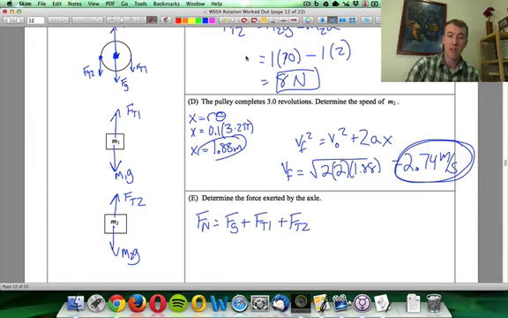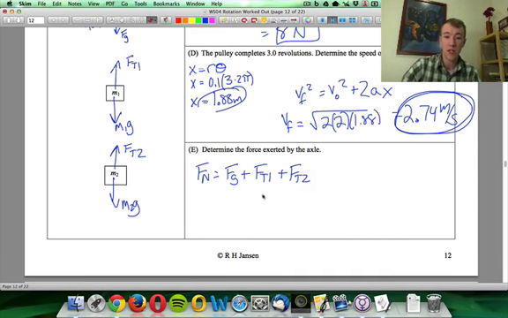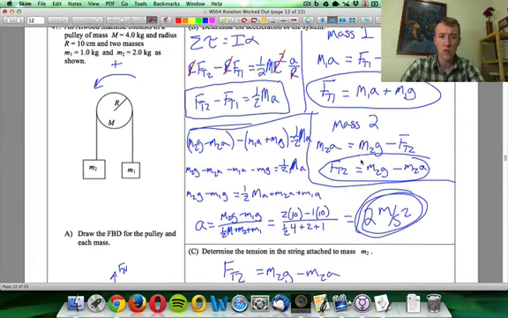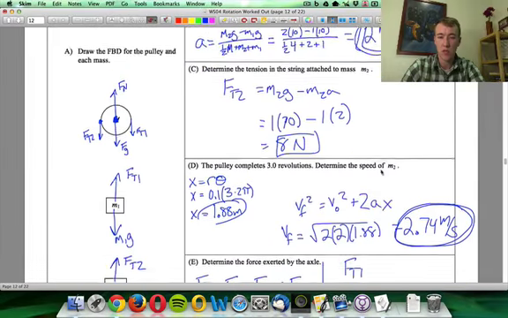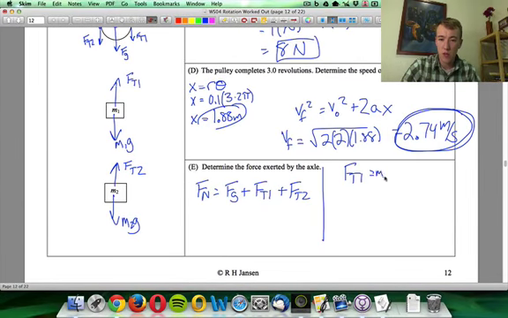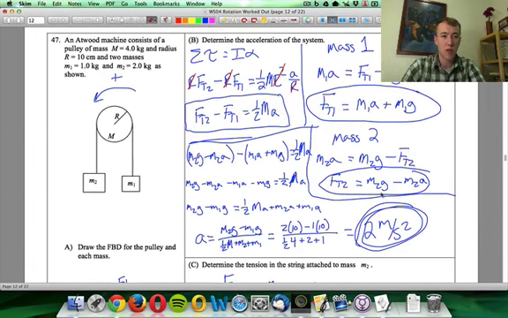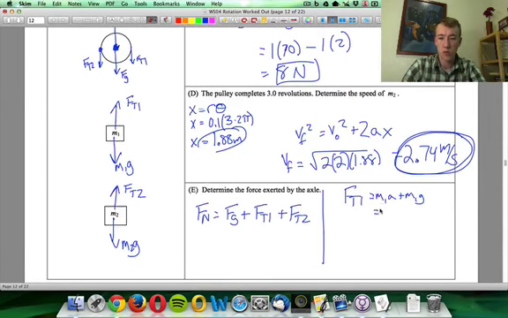I found tension 2 up here, and that was 8 newtons. So really I need to find tension 1 first before I can solve these. So tension 1, what was that equal to? Tension 1 was mass 1 times acceleration plus mass 1 times the gravity. The mass of mass 1 was 1 kilogram, so this is 1 times 2 plus 1 times 10. That's going to be 12 newtons.